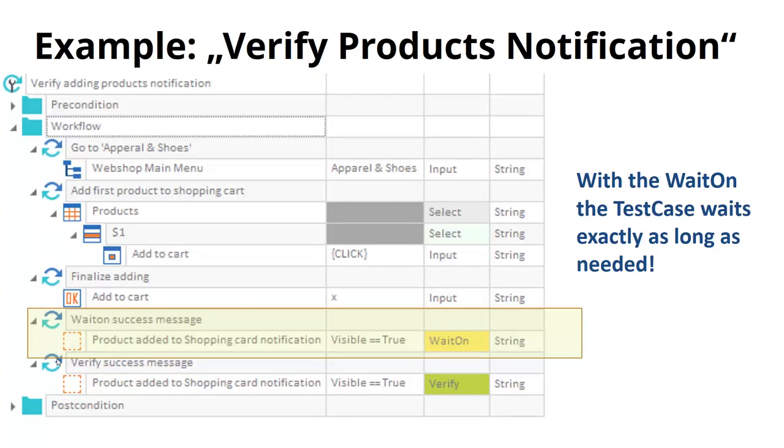a certain state is not reached. In this case, we're checking if this shopping cart notification is visible, and only then it will go on and verify a certain text, or in this case, if the control really is visible. Just one note on the side: even though you have the wait on and it is kind of an implicit verification that the control is there, for reporting and test purposes I would still recommend using the verify here. But the important part right now is that the wait on is set and that we're waiting for the application as long as needed, and not for a specific amount of time that could fail or prolong my test case.